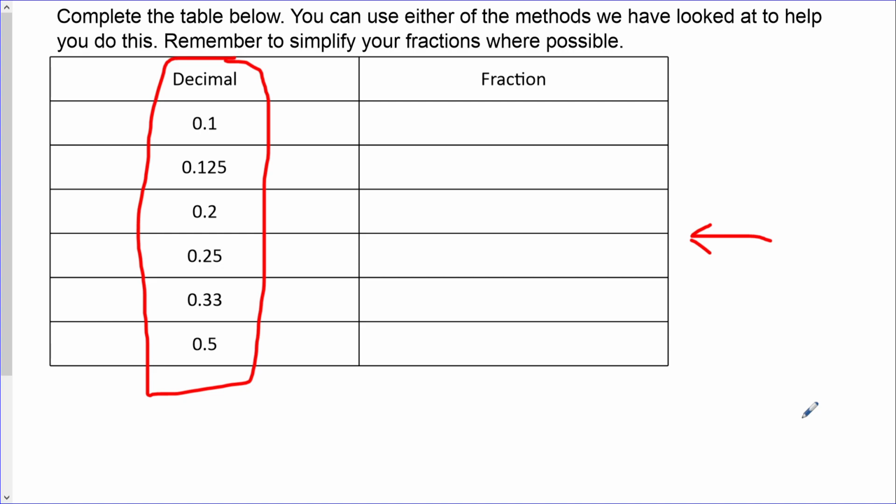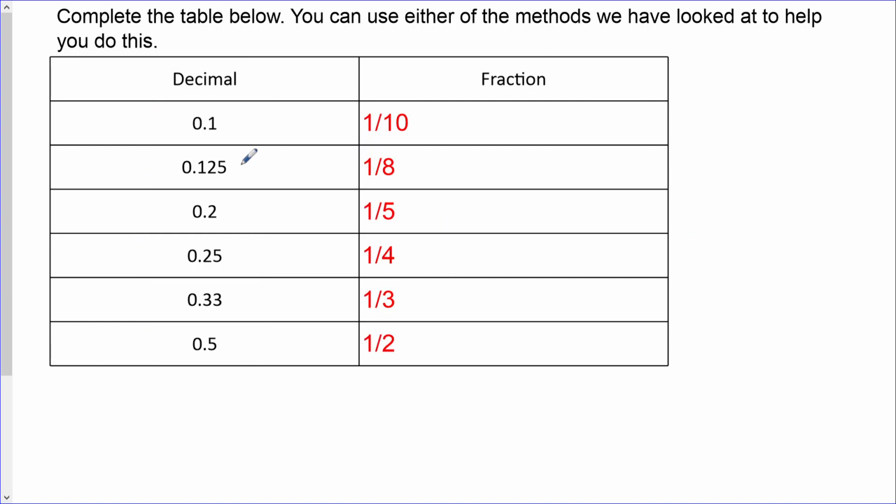And you should have now completed that. You should have had 0.1 is equal to 1/10, 0.125 is equal to 1/8, 0.2 is equal to 1/5, 0.25 is equal to 1/4, 0.33 is equal to 1/3, and 0.5 is equal to 1/2. If you do not know these, copy them down now, and please try to learn them, because it is really important that you know these equivalencies. So pause the video now, make sure you have got them all correct, make sure you can learn them. And you should have now completed copying that down.